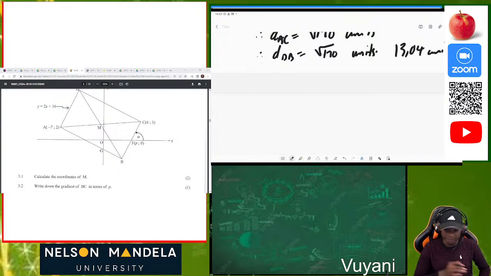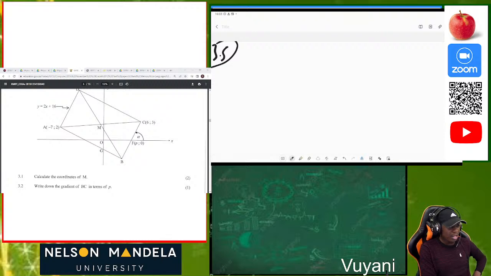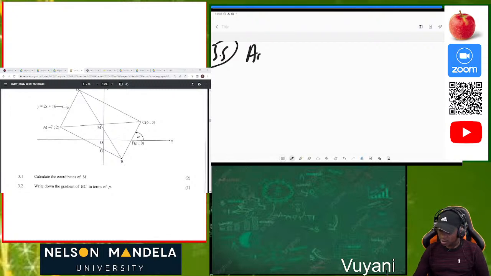The next question is 3.5. We are trying to move as fast as we can. Okay, so now they're saying calculate the size of A. A is alpha. So what do we know? In the statement, we were told that the angle of inclination of BC is equal to alpha.